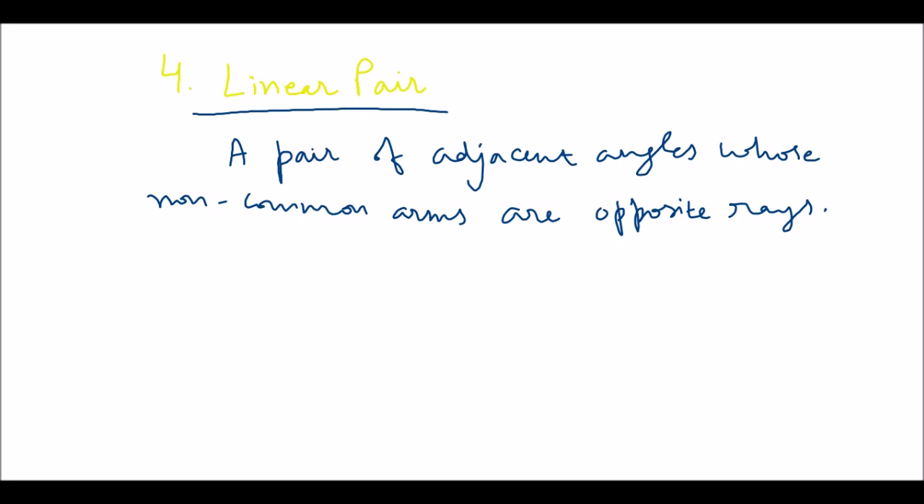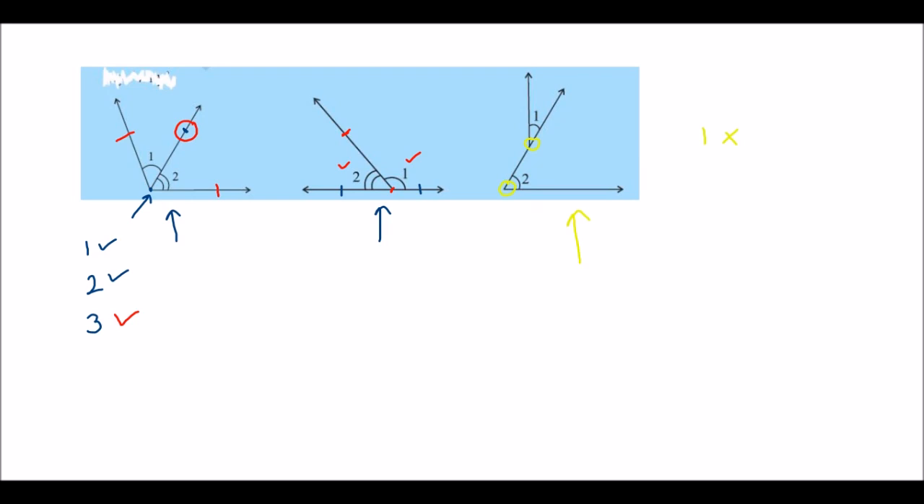You can see linear pair of angles in this figure. Here angle 1 and 2 are adjacent angles, and also you can very clearly see their non-common arms are in exact opposite direction to each other. That is, together they are making a straight line. The non-common arms are making a straight line. So this is an example of linear pair of angles.